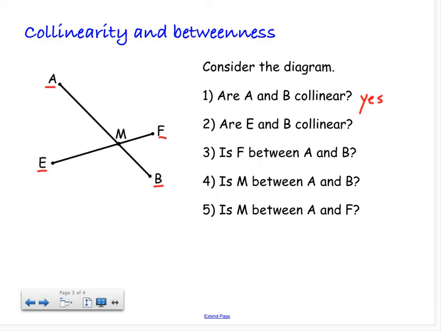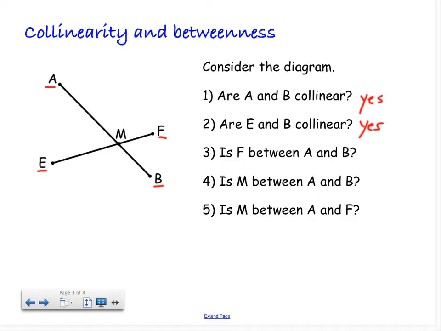So let's look at question 2. Are E and B collinear? This is a little tricky because you look at it and you don't see any line connecting E and B. However, those 2 points are collinear for the very same reason that any 2 points are collinear. Any 2 points can determine a line. And although we don't see a line between E and B, we could certainly draw one because there could be a line going through those 2 points. Okay? So for number 2, are E and B collinear? The answer is yes. Even though you didn't see a line there, they are collinear. So I'm going to say yes here.